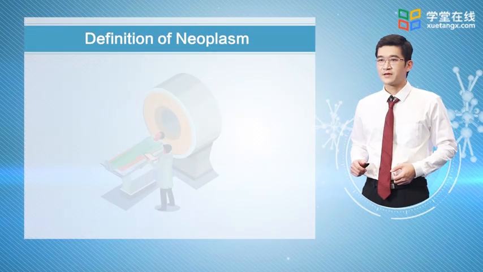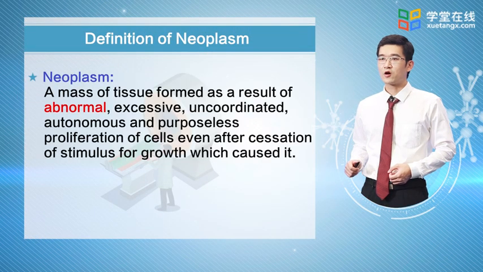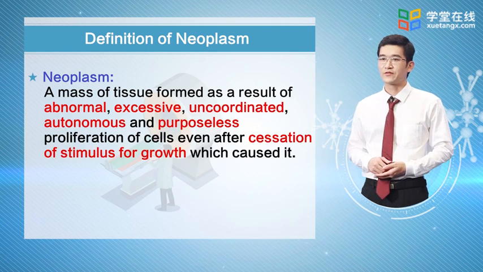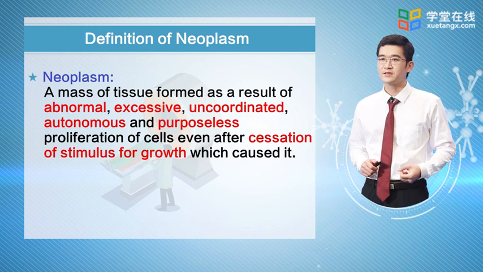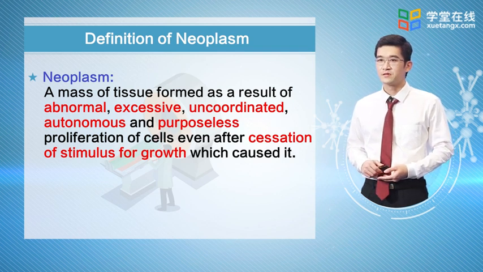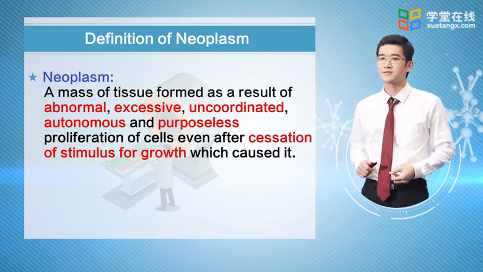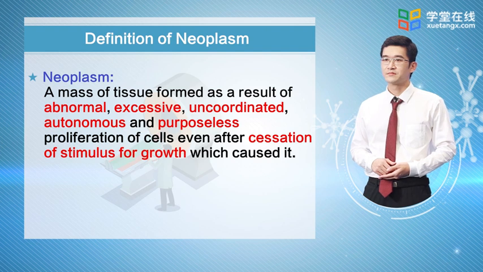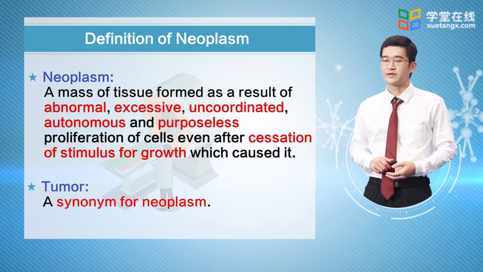Before further discussion, we should first understand some common terms. Neoplasm is a new growth due to abnormal, excessive, uncoordinated, and autonomous proliferation of cells. Even after removing the growth stimulus, the neoplastic cells continue to multiply. This means that neoplastic changes are generally irreversible once they have initiated. Therefore, neoplasm enjoy a certain degree of autonomy.